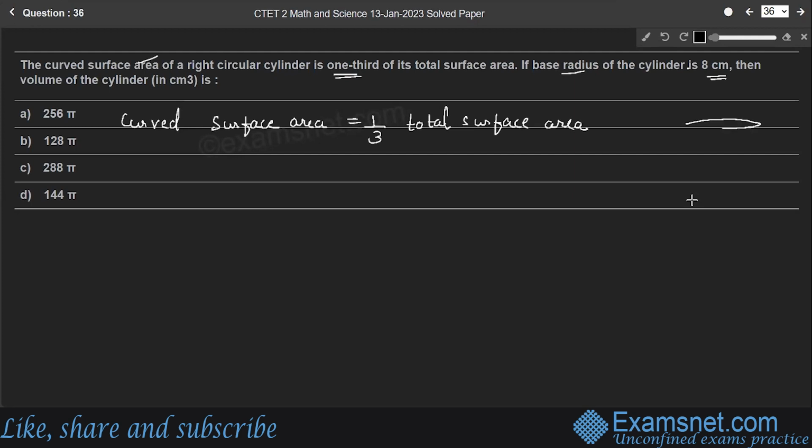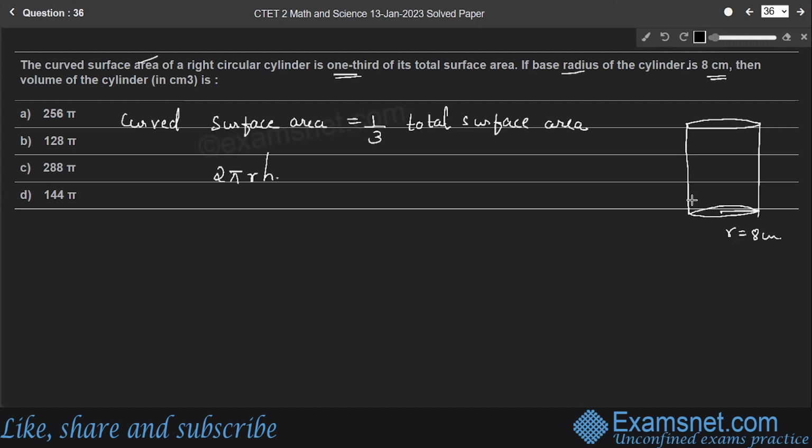So if you consider this as a cylinder, right, its base radius is given. So here, this is the base radius. R is 8 cm. So the curved surface area of a cylinder is 2 pi r h, 2 pi r into h.